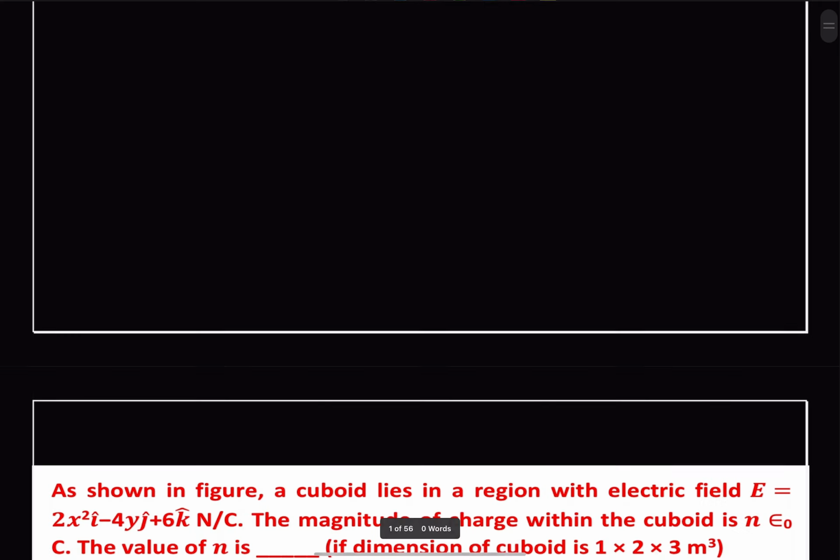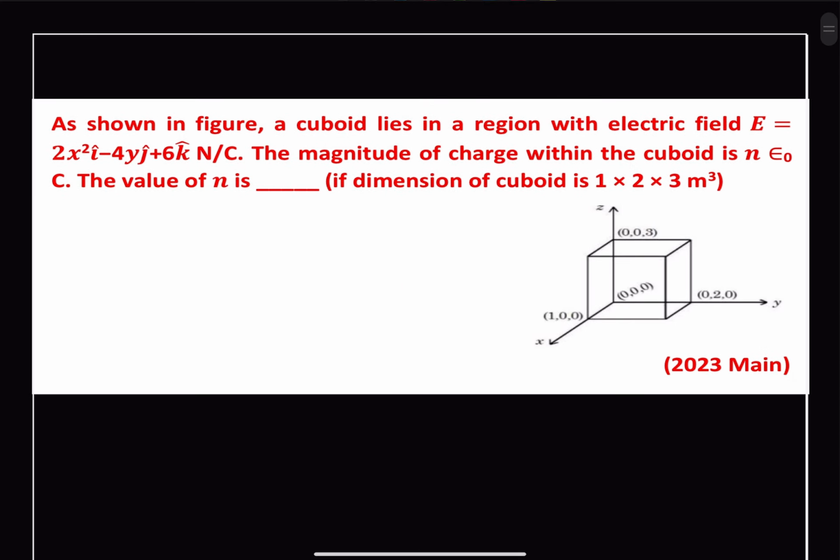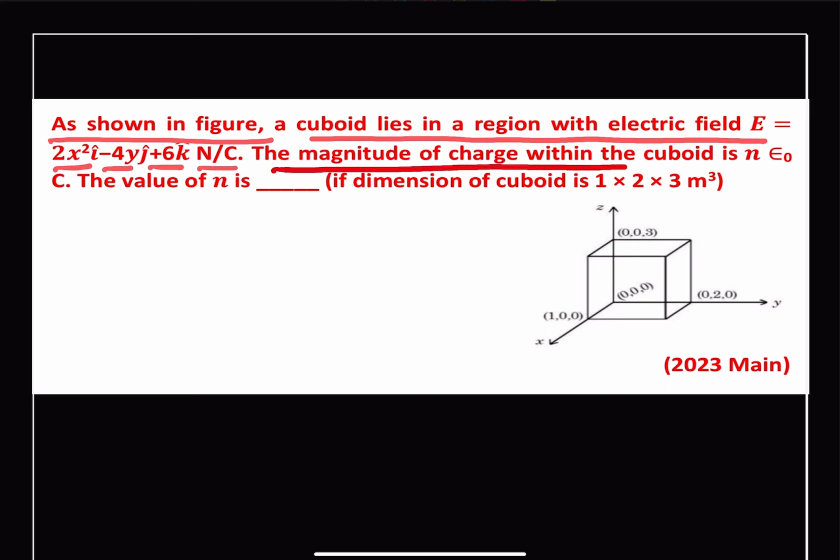So first question states that as shown in figure, a cuboid lies in a region with electric field 2x square i unit vector minus 4y j unit vector plus k unit vector Newton per coulomb. The magnitude of the charge within the cuboid is n epsilon naught coulombs. The value of n is, if the dimension of the cuboid is given as 1:2:3 meter cube.